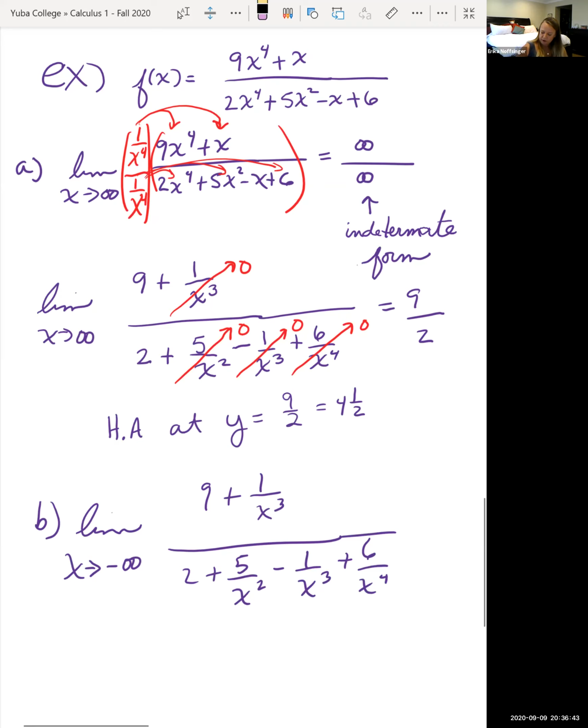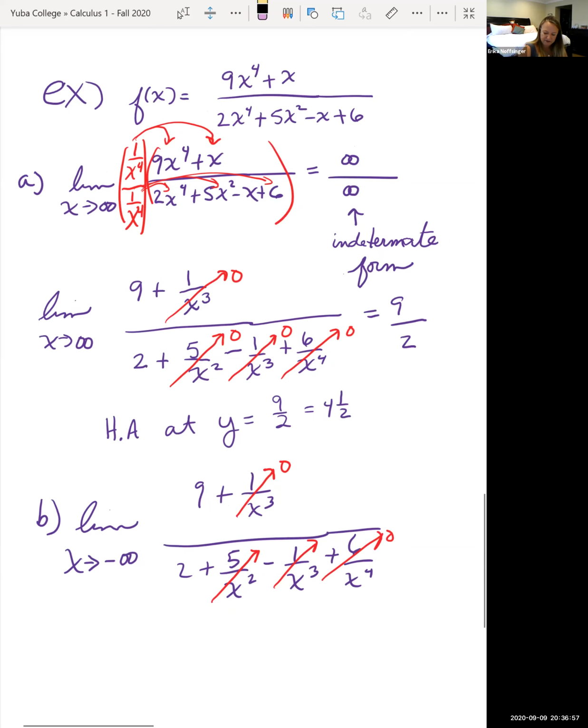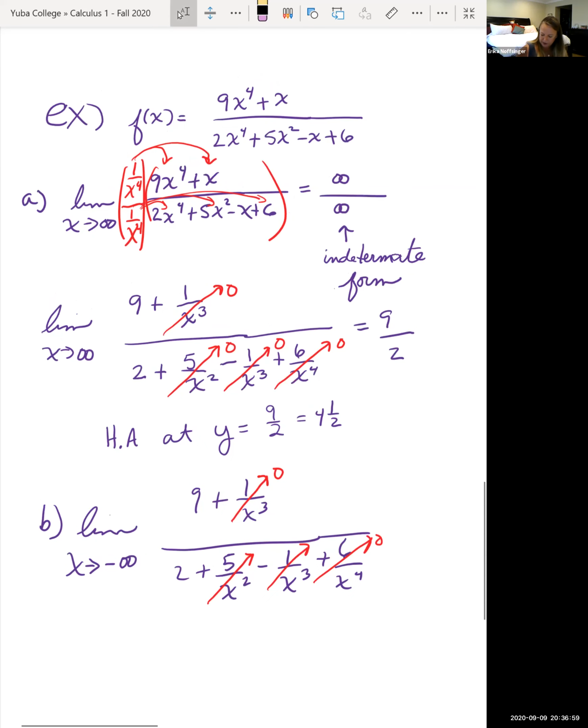So 1 over something that's blowing up, the absolute value that's blowing up, that's going to go to 0. All these pieces again go to 0. And again, I can see I have a horizontal asymptote at 9/2. So as x is going to negative infinity, the graph is getting closer and closer to 4.5.